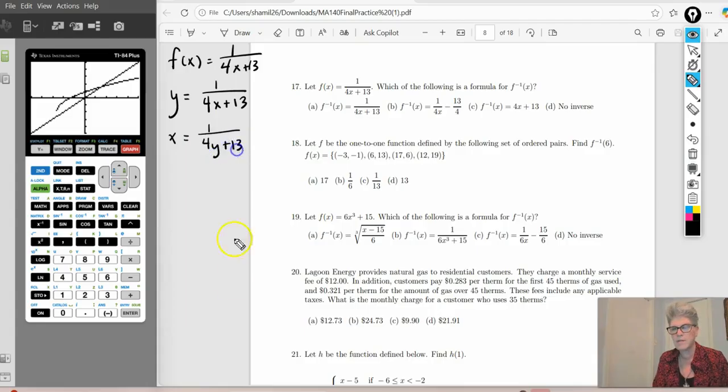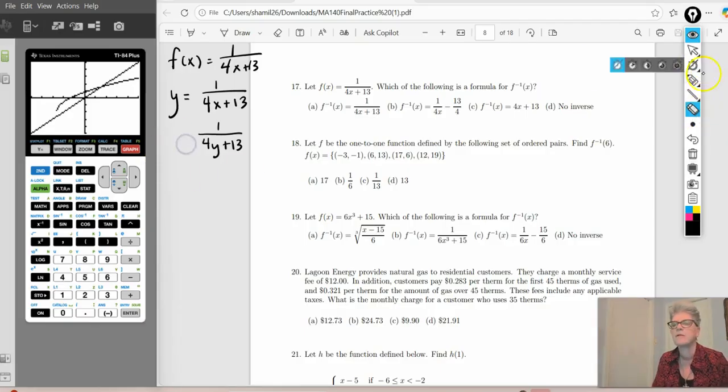Now, what we have to do next is solve for y. I will see students try and subtract 13 from both sides. You can't do that. If you had that, then that would be the next thing you would do. But you don't have that. You have this. So what you need to do is get rid of the fraction.